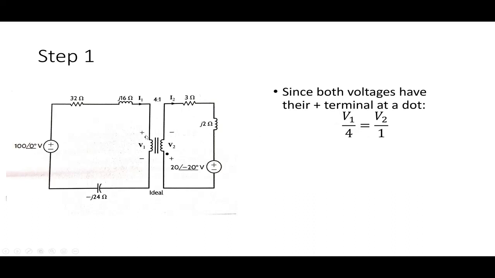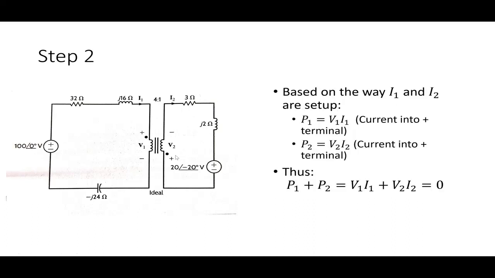Now it's funny, because I've got this sort of flipping going on. The dot's here and the dot's here. But in this particular case, the plus sign is at the dot in both cases, so there's no big deal. Now, based on the way I1 and I2 are set up, I've got I1 going into a plus terminal. So the power there is V1 I1, just using the passive sign convention.